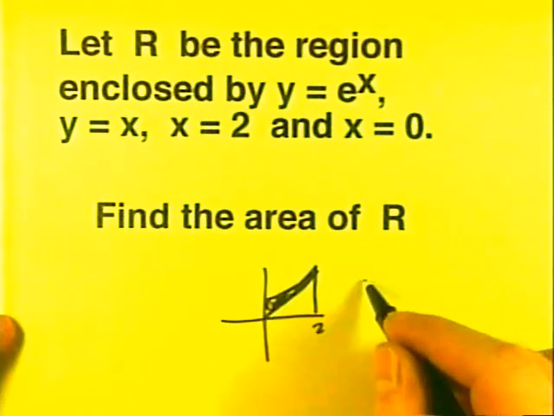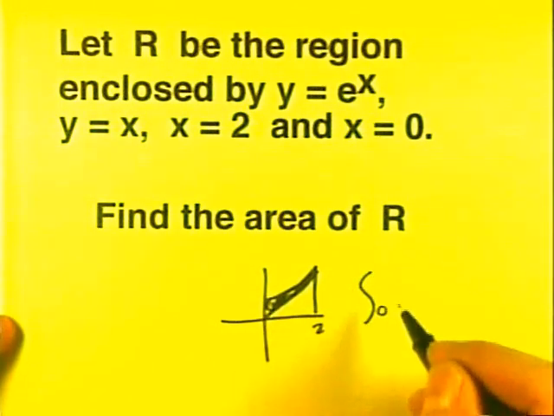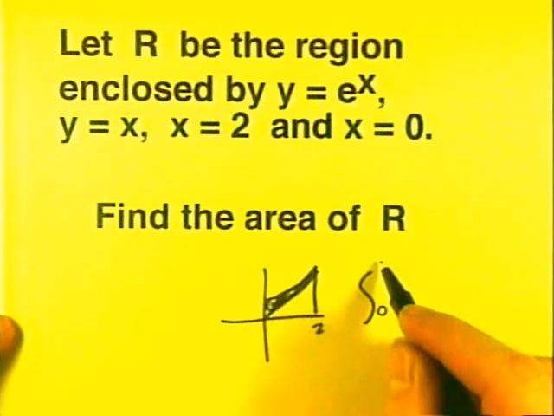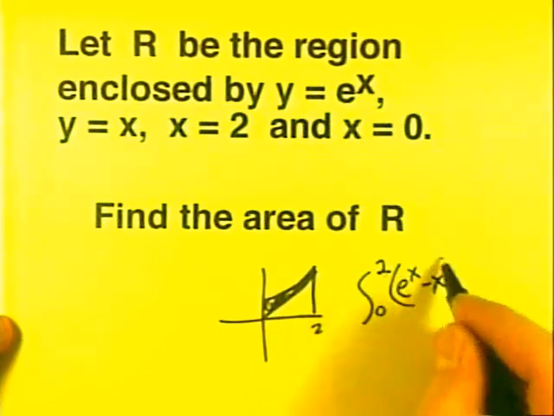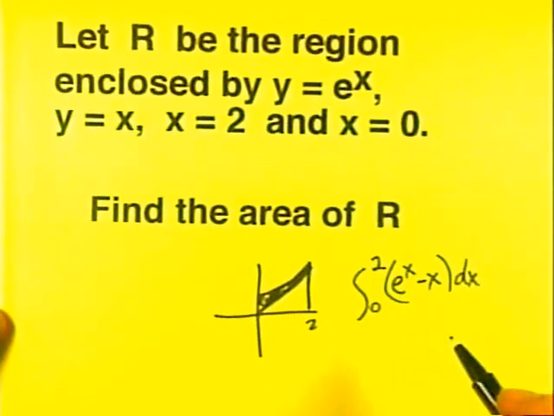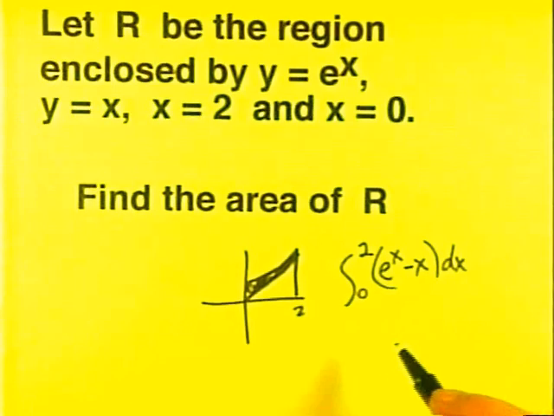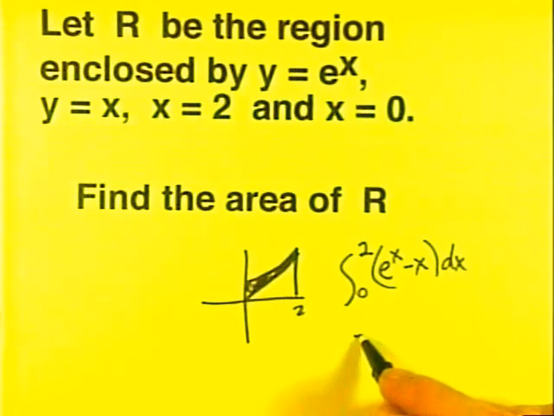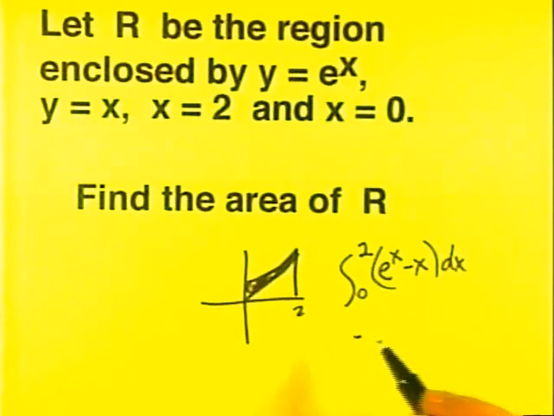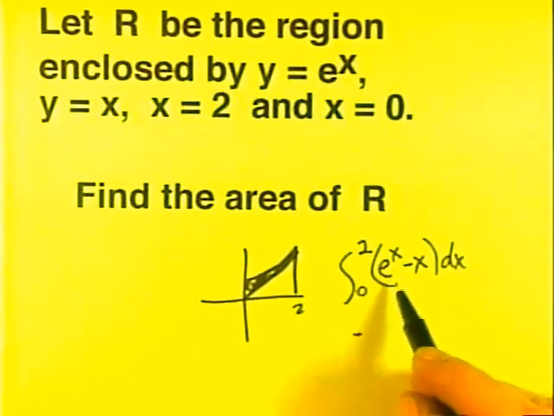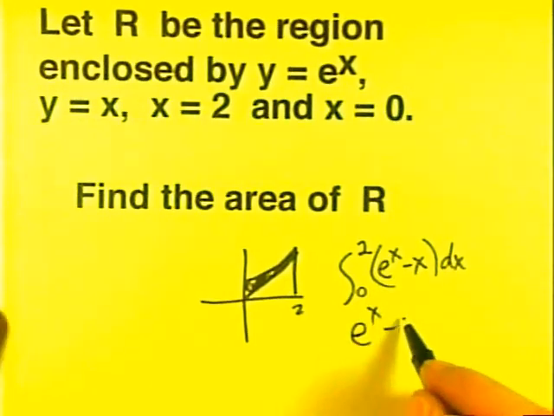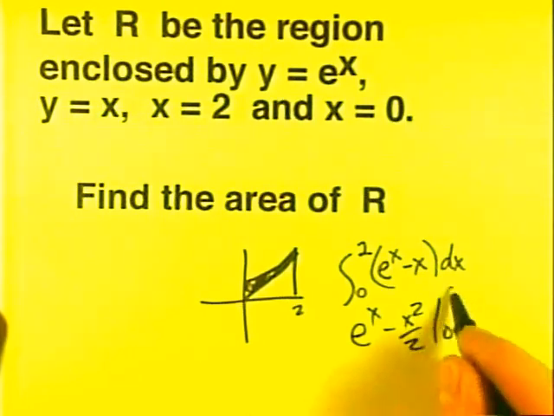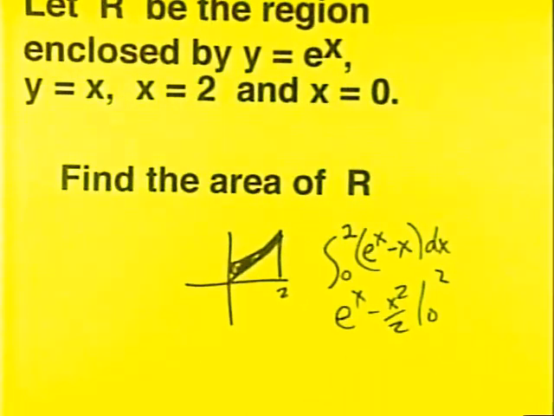You would integrate from 0 to 2 of e to the x minus x dx. What's the integral of e to the x? Just e to the x. And what's the integral of x? x squared over 2. Without any help, I want you to tell me what the final answer is.